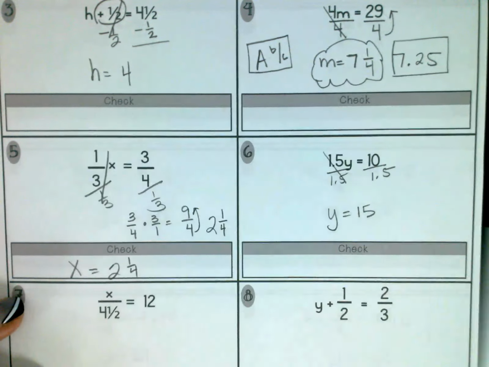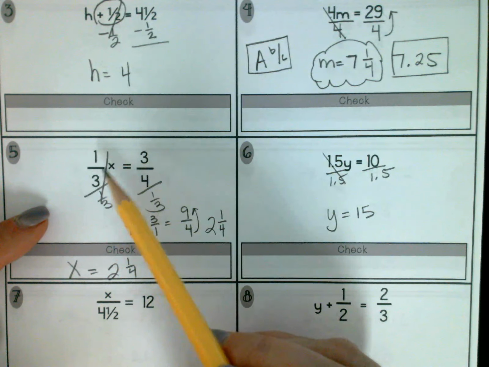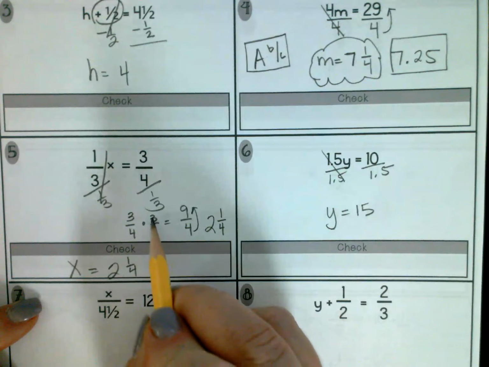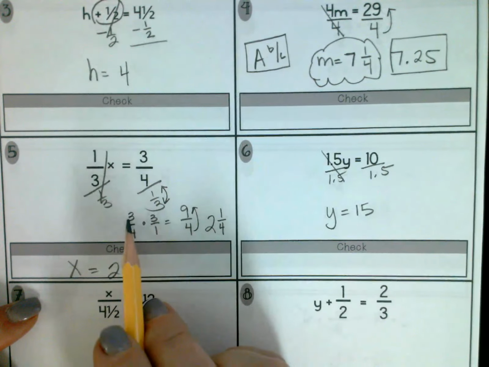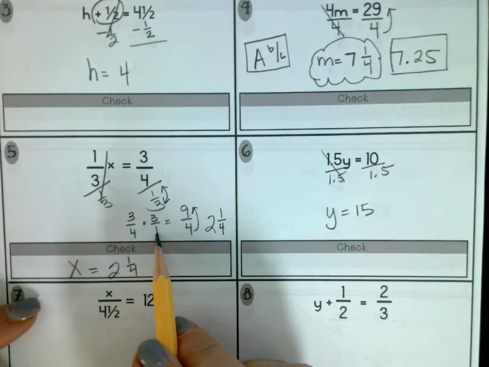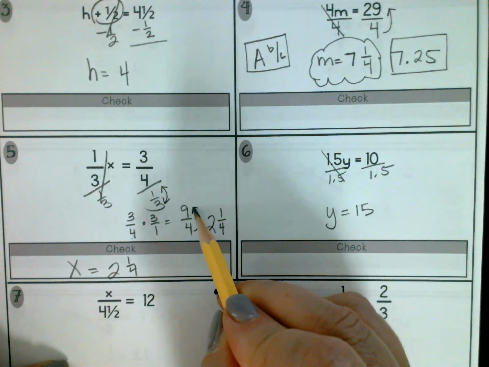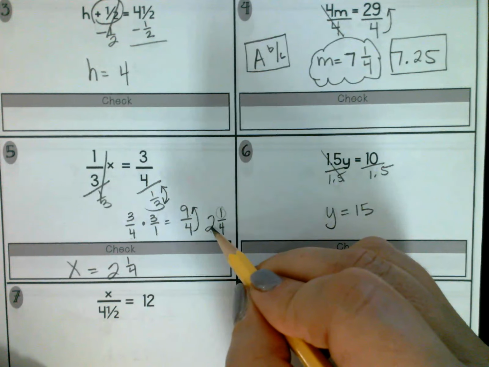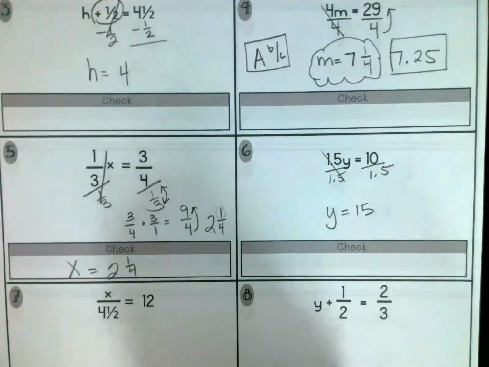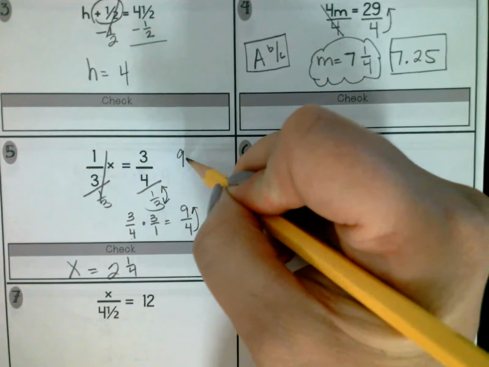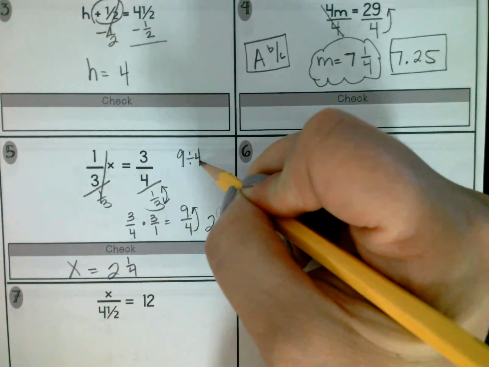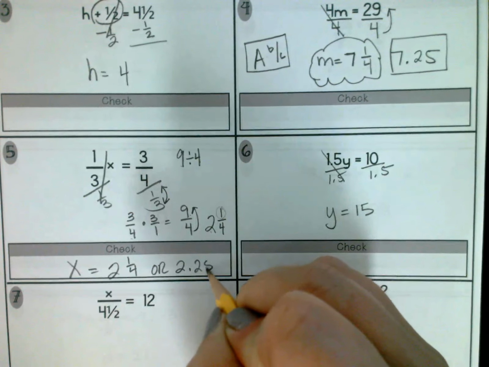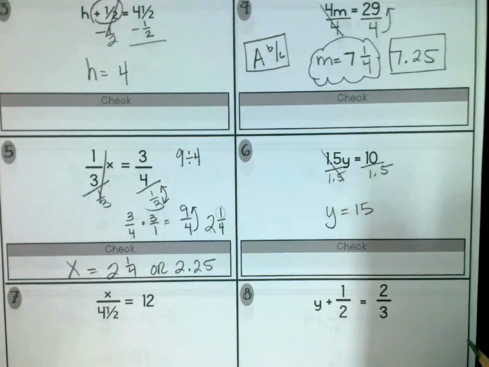Thank you for pausing the video. A number written next to a variable means multiplication, so I'm going to divide. When we divide by fractions, that means multiply by the reciprocal. Top times top, bottom times bottom. 4 goes into 9 2 times. That's 8. I would have a remainder of 1, so I would have 2 1/4. Or again on your calculator, 9 divided by 4, top divided by bottom, always would get you 2.25. Either is okay with me.